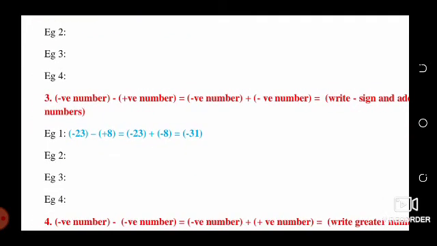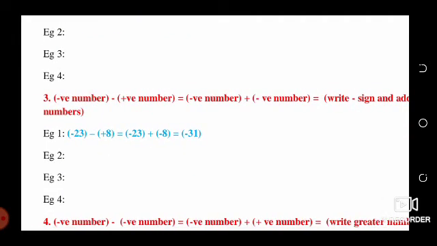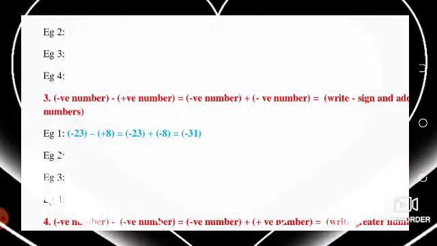Now for the third rule, a minus number with a positive number. A negative number with a positive number has to be subtracted. For that the first number, let it remain as it is, as a negative number. Now the second number should be changed to a negative number since it is a positive number.